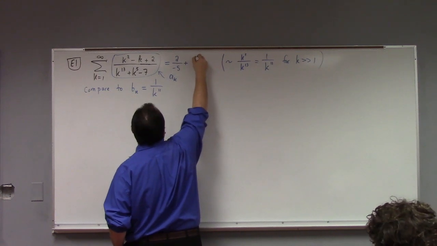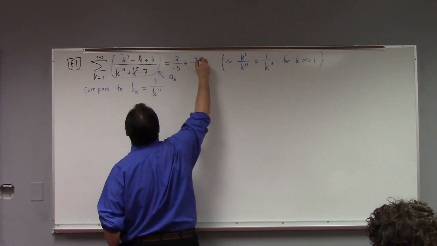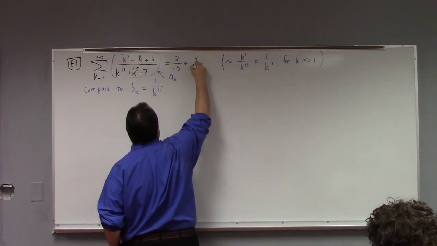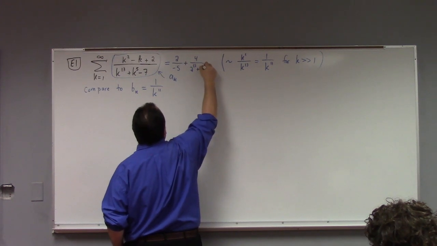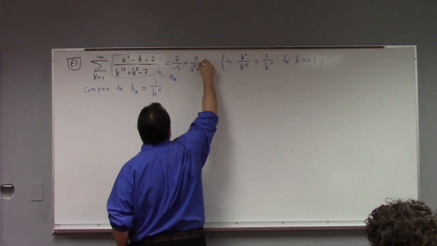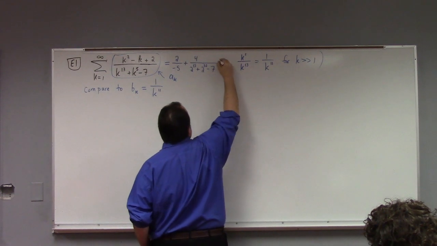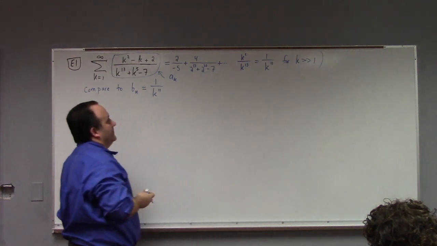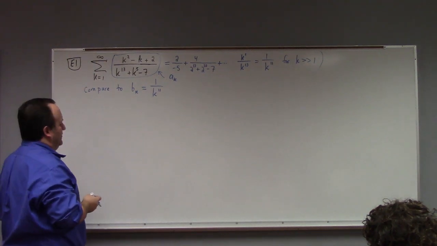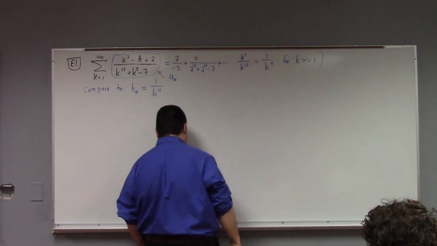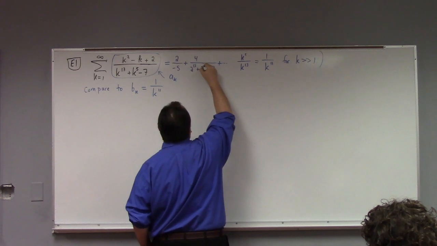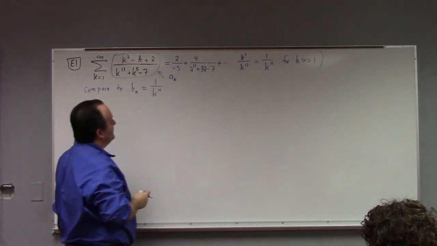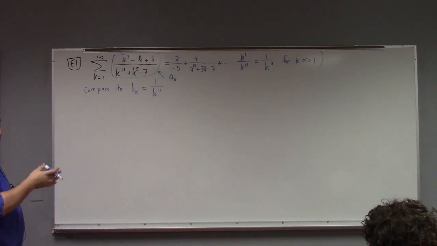I got a 4 over, yowzers, 2 to the 13th. I think that wins, right? Pretty sure that one wins. Plus 2 to the 5th, minus 7. I think the minus 7 is going to lose out in that battle, right? There we go, 32. So anyway, that's positive.